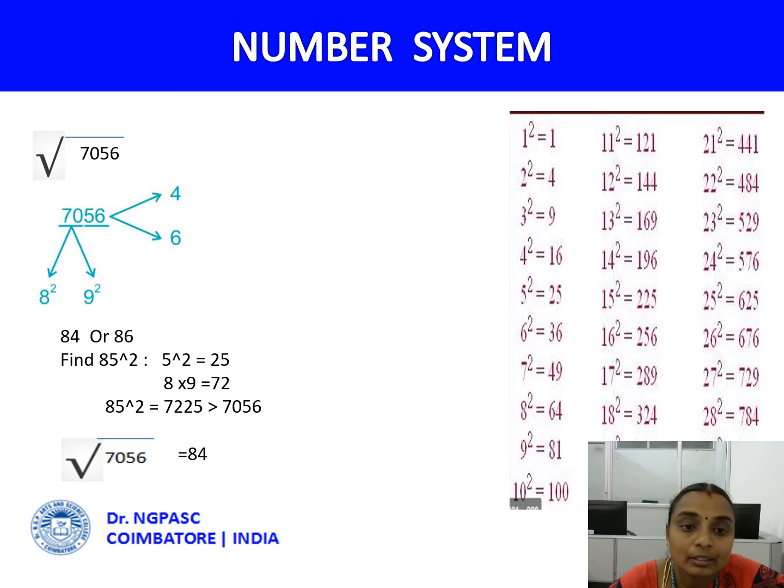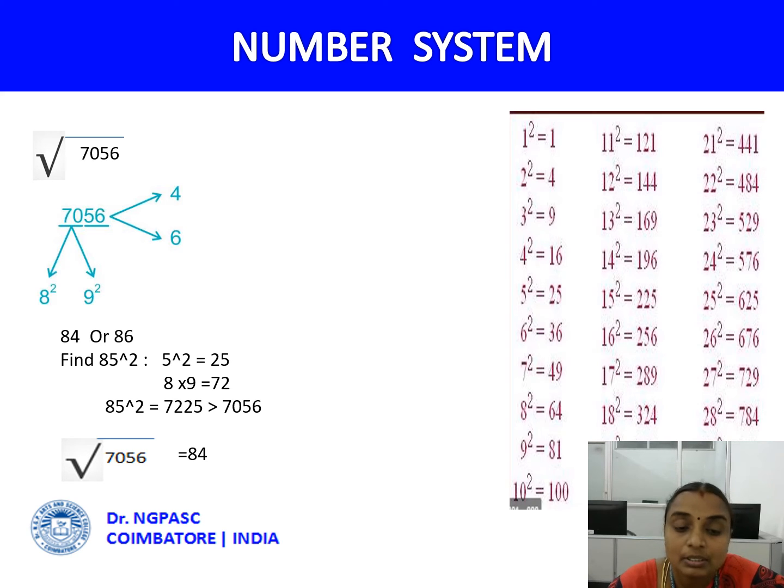So for 6 you take 4 and 6, and 70 lies between 8 square and 9 square. That is, 8 square is 64 and 9 square is 81. So you only take the previous number, 8. So our options are 84 or 86. We have to find out whether the square root of 7056 is 84 or 86. So you have to take the middle number, 85.